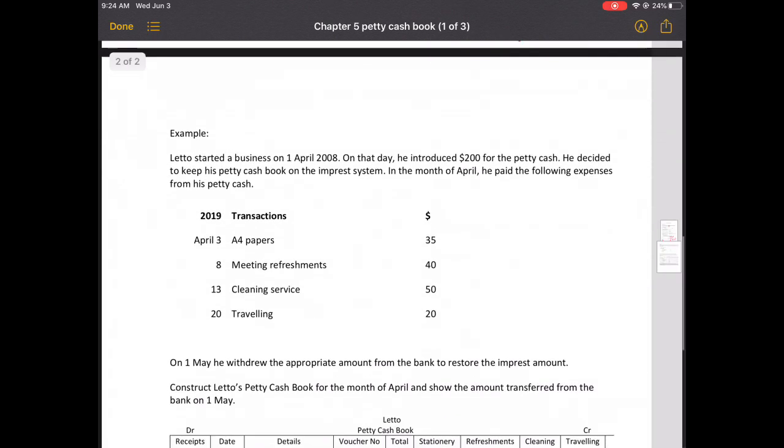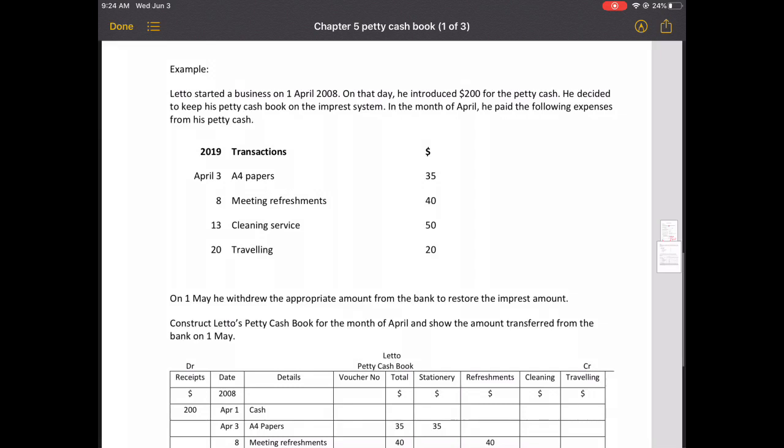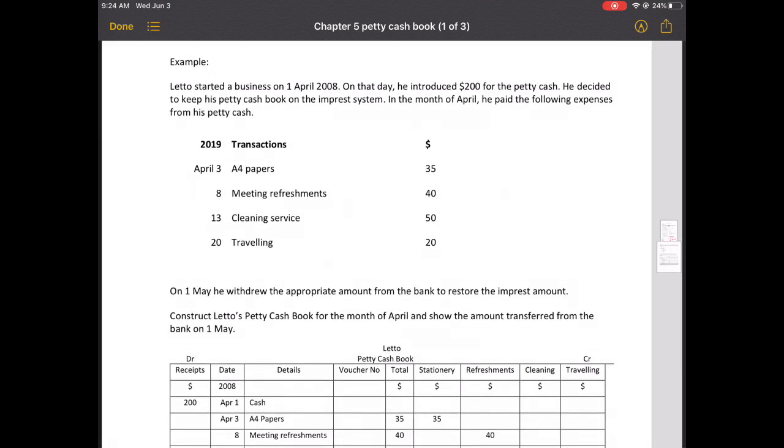Okay, let's look at an example of a question on petty cash book. Let me read the question. Leto started a business on 1st April 2008. On that day, he introduced $200 for the petty cash. So the imprest cash is $200. He decided to keep his petty cash book on the imprest system, which means that the opening and closing balance should always be $200.